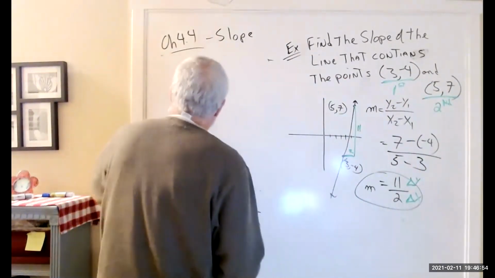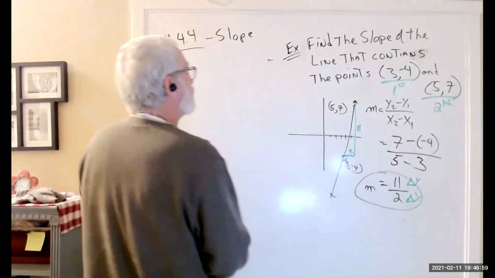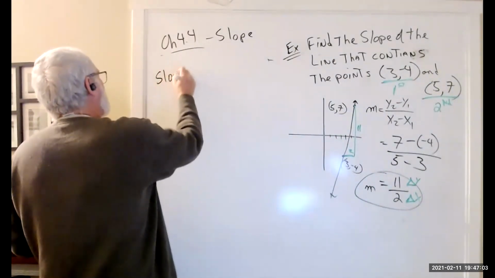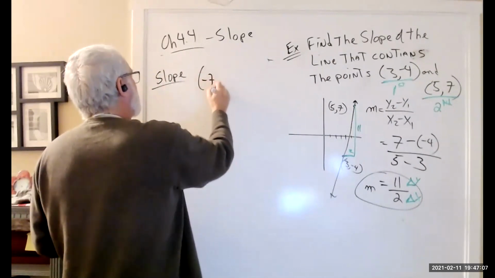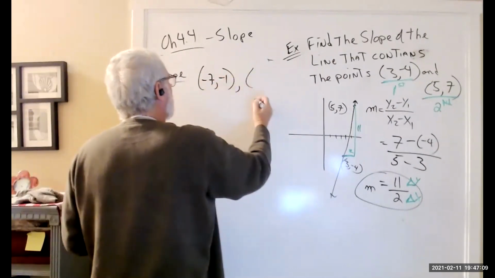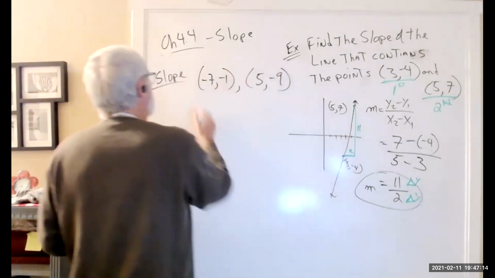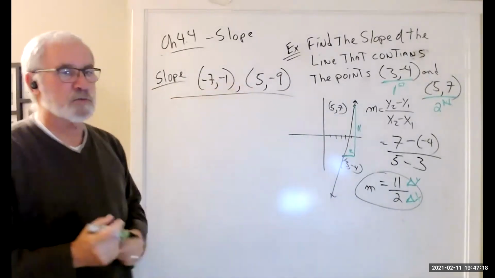Okay, so let's do the same problem. Find the slope of the line between, I don't know, -7, -1, and 5, -9. So find the slope between those 2 points.